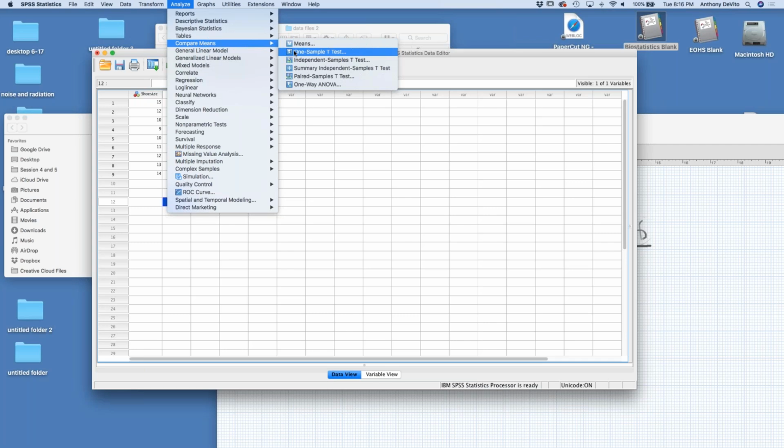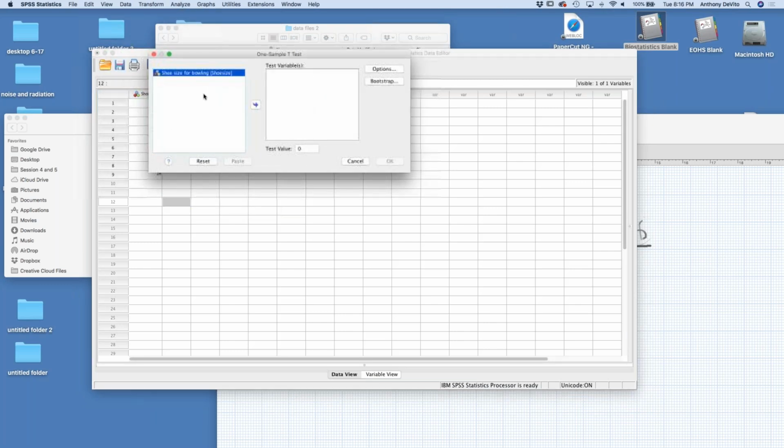If I had two samples here, in other words, if I didn't know the mean of either group, I had to take a sample from the NBA, sample from the NFL, I would use independent samples or two samples t-test. So I'm going to take a one sample t-test. So I'm going to move the shoe size for, I should have said for the NBA, I said for bowling. So I changed my mind because it seemed more plausible. So I'm going to move that into there.